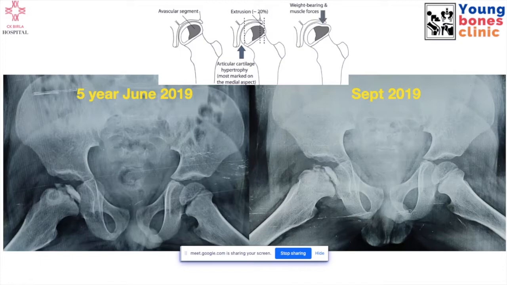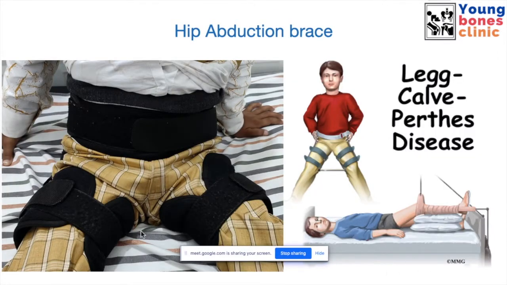As you can see here, the same child at 5 years of age, the capital epiphysis is already getting collapsed, the other side is normal, and a metaphyseal cyst is being formed. This shows that there is some revascularization going on. The body is attempting to make the blood supply available to the epiphysis, but of course we can't do much because the head is already collapsed. So the next intervention here would be to contain the head. Right, containment will again require some form of abduction brace.